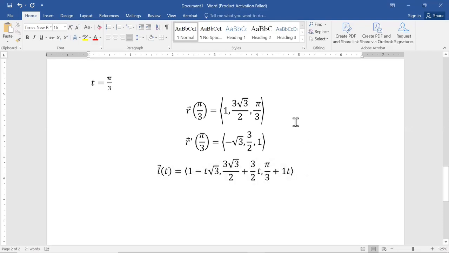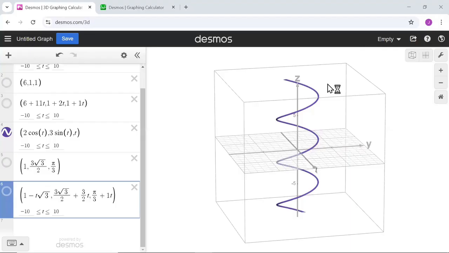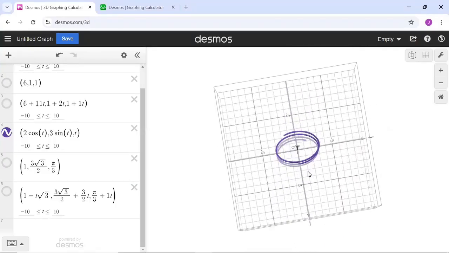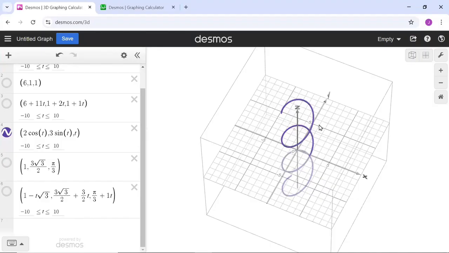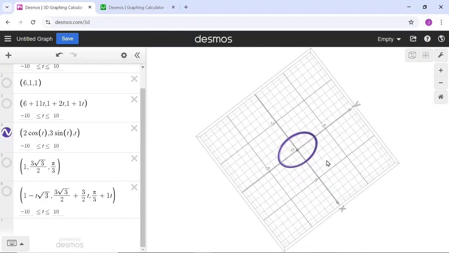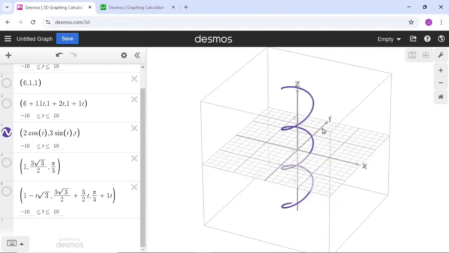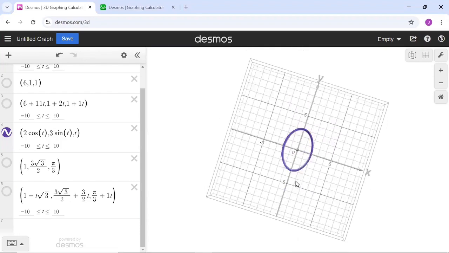Let's look and see how this looks, all of this put together on a graph. All right, so this is one of those graphs that looks spirally. If you look straight down along the z-axis, it looks like an ellipse, but it kind of looks like a spring. It's like a spiral wrapped around the z-axis. And again, if you look straight down that z-axis, it looks like an ellipse.